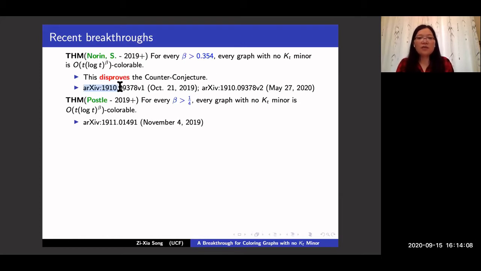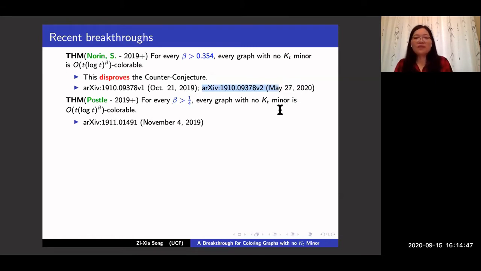We put our paper on arXiv on October 21st, 2019. And two weeks later, Luke found a way to improve the second part of our proof and make beta to be a quarter. For those who may not know, both Sergey and Luke are my academic younger brothers. I'm so proud of them. Later we had these two papers combined, and the final version we posted on May 27th, 2020.